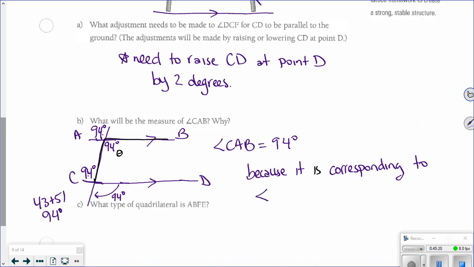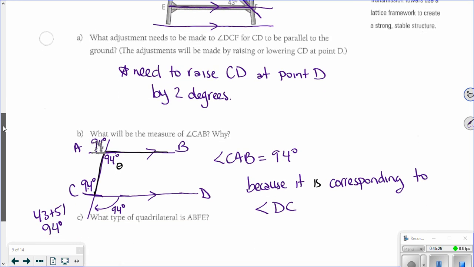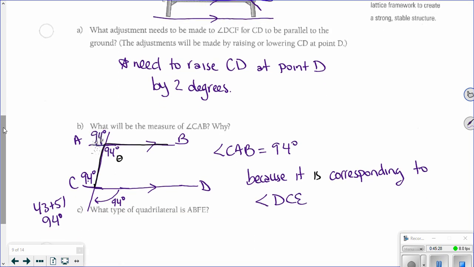Which I guess would be angle DCE, which was 94 degrees. Okay, the last part says what type of quadrilateral is ABFE?